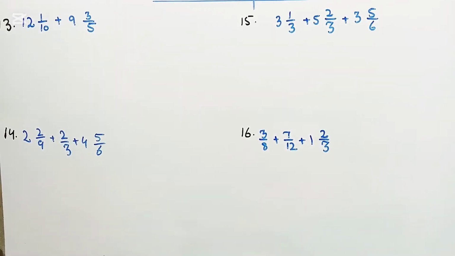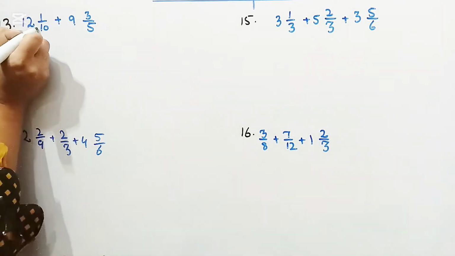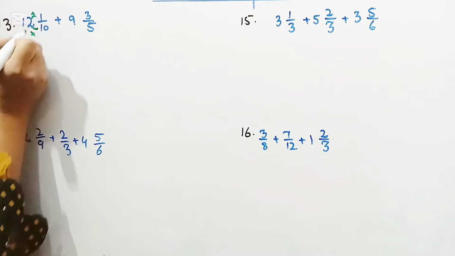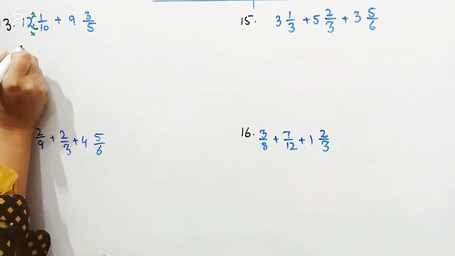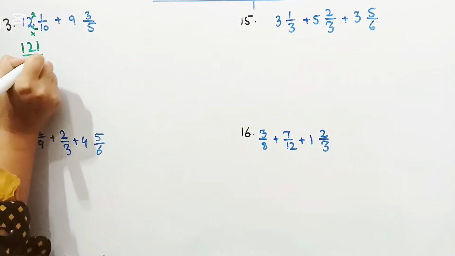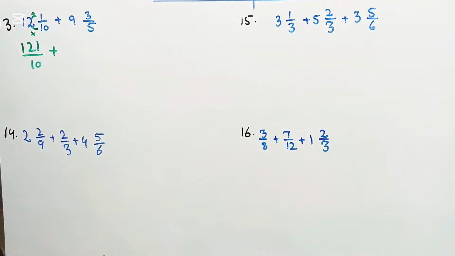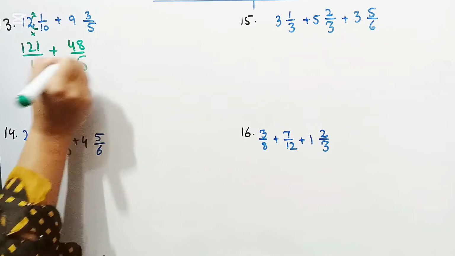Question number 13. 12 1/10 plus 9 3/5. We multiply and then we add. 12 multiplied by 10 is 120, plus 1 is 121 over 10, plus 5 nines are 45. Then add 3, 48 by 5.